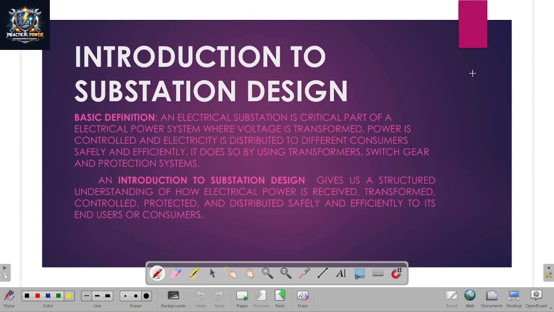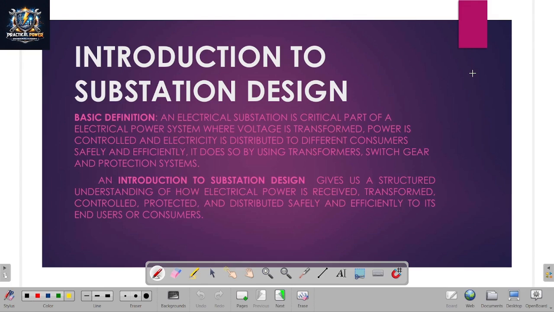Today we'll discuss an introduction to substation design. In the previous class, we have explained the power system and its different components. And as I have told in the previous class, the substation is the core part of the power system and is the most critical part of the power system.